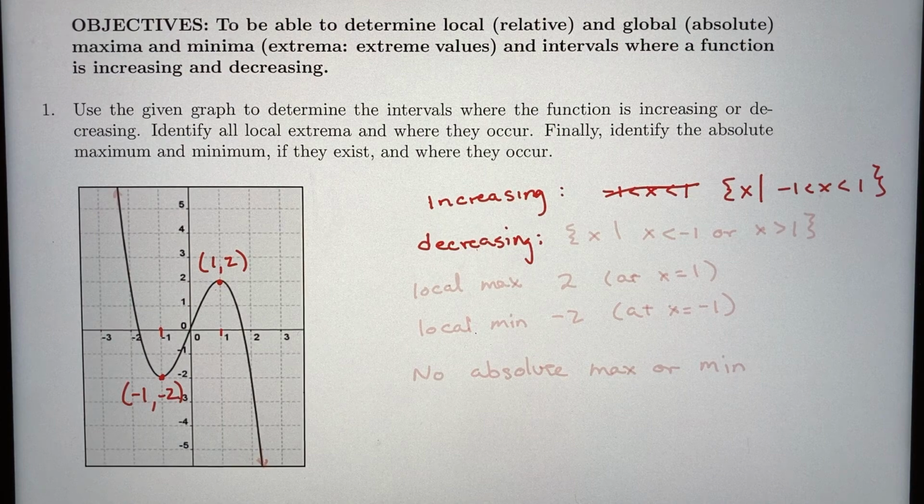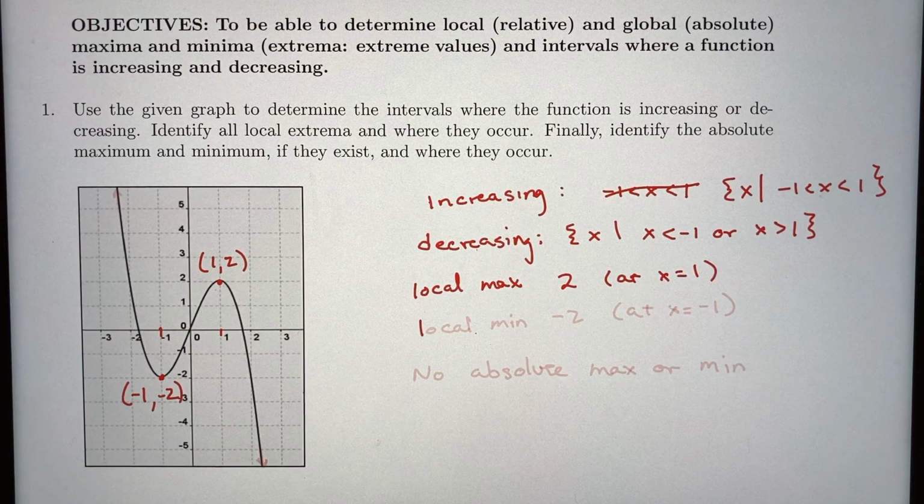Let's use proper notation. X less than -1 to the left of -1. We'll say x such that, and then x less than -1, or x greater than 1. Okay, local max. Value is output, so it's 2. And that is at, so where it occurs, at x equals 1.